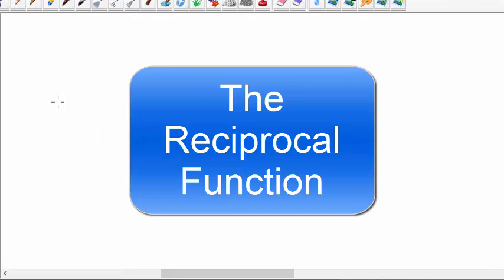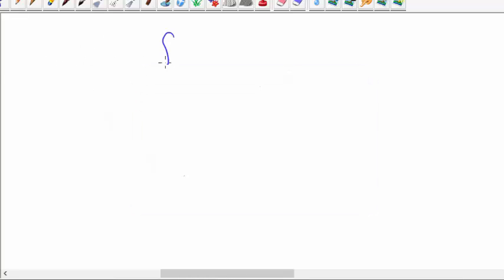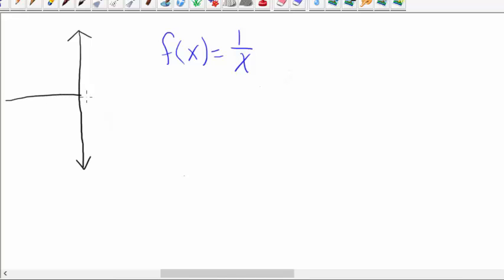So today we're going to take a look at the reciprocal function and its graph and its many interesting properties. The reciprocal function is the function defined by the expression 1 over x, where x is the independent variable. So let's take a look at what this does.